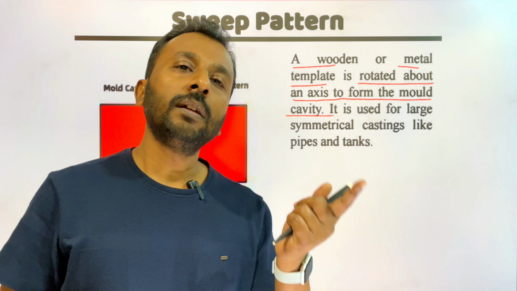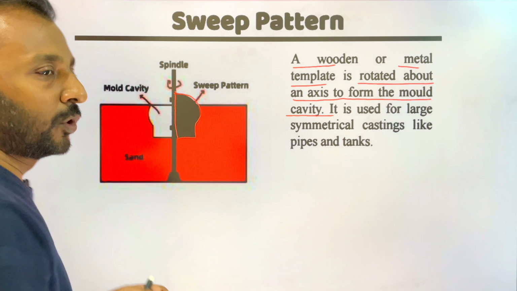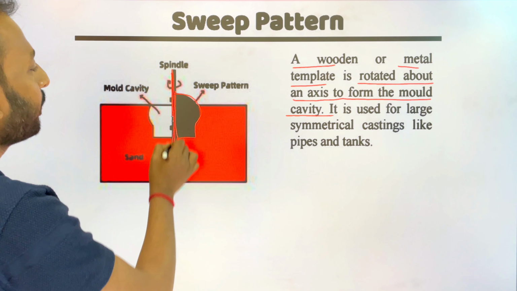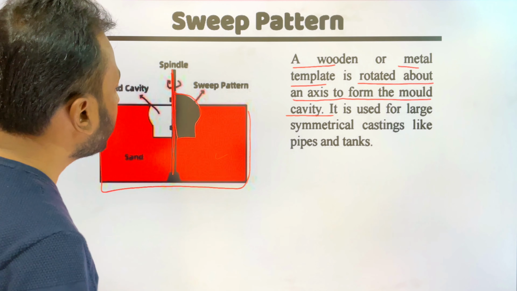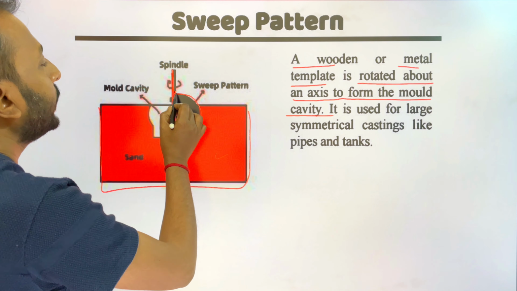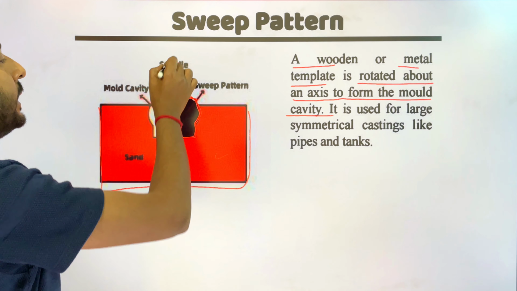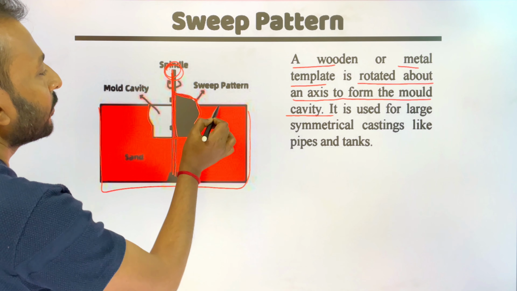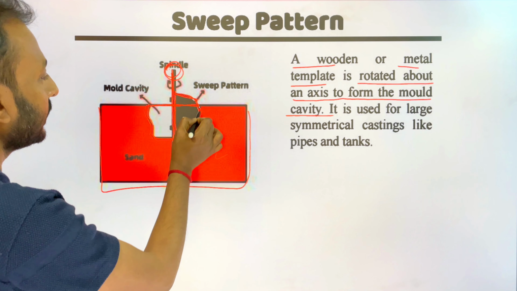The board is created using wood, plastic or metal. This is the thin board, and the board is connected to a rod. This is called the spindle, and this is the molding box. The molding box is filled with molding sand, and the spindle is inserted into the molding box along with this board. When the spindle is rotated, the board will create a hollow portion in the shape of the board, and the shape is like this.